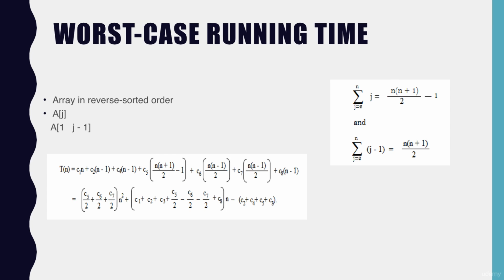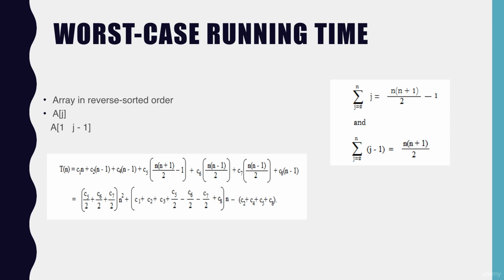that sigma j equal to 2 to n of j is equal to n into n plus 1 by 2 minus 1, and sigma j equal to 2 to n of j minus 1 will be equal to n into n plus 1 by 2.